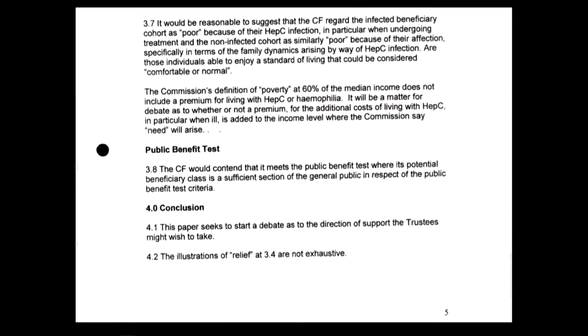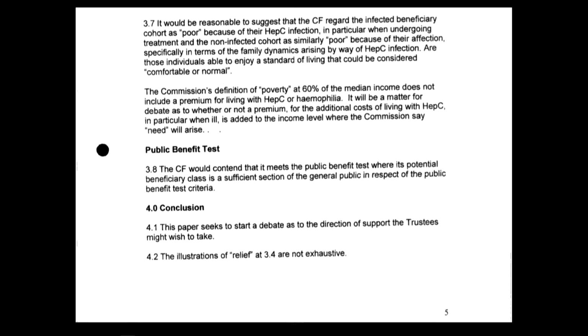And then 3.7, it would be reasonable to suggest that the Caxton Foundation regard the infected beneficiary cohort as poor because of their Hep C infection, in particular when undergoing treatment, and the non-infected cohort as similarly poor because of their affection, specifically in terms of the family dynamics arising by way of Hep C infection. Are those individuals able to enjoy a standard of living that could be considered comfortable or normal?